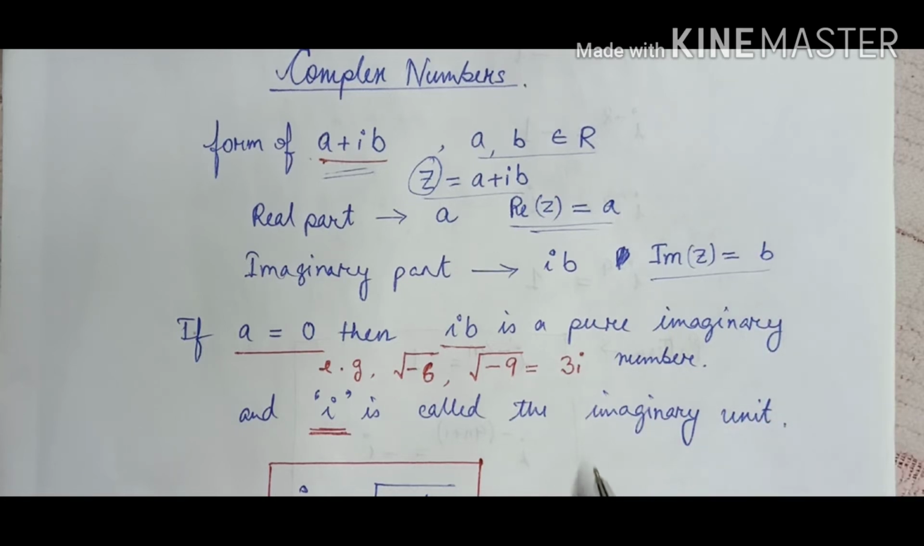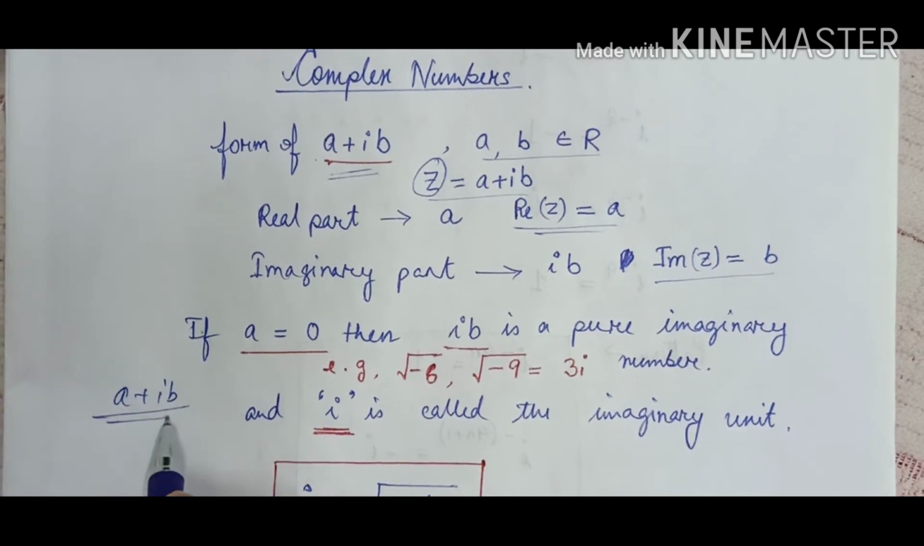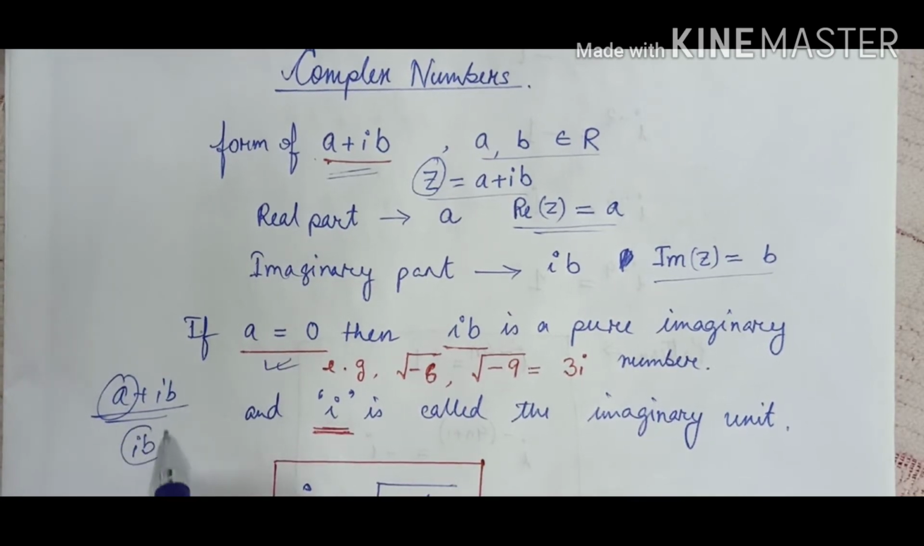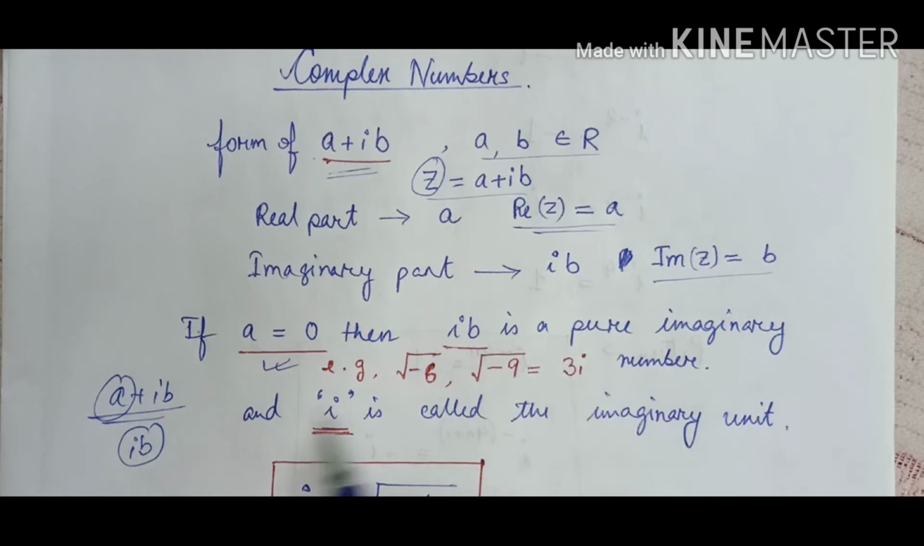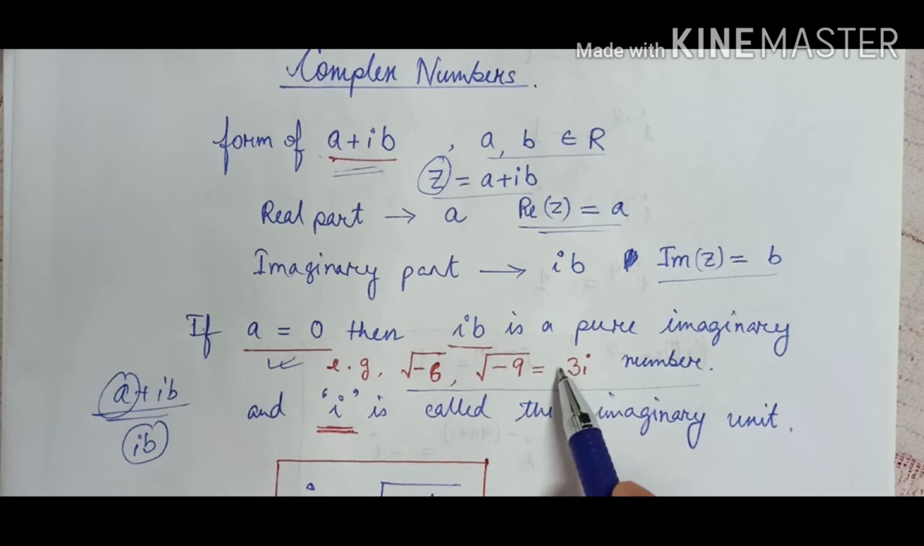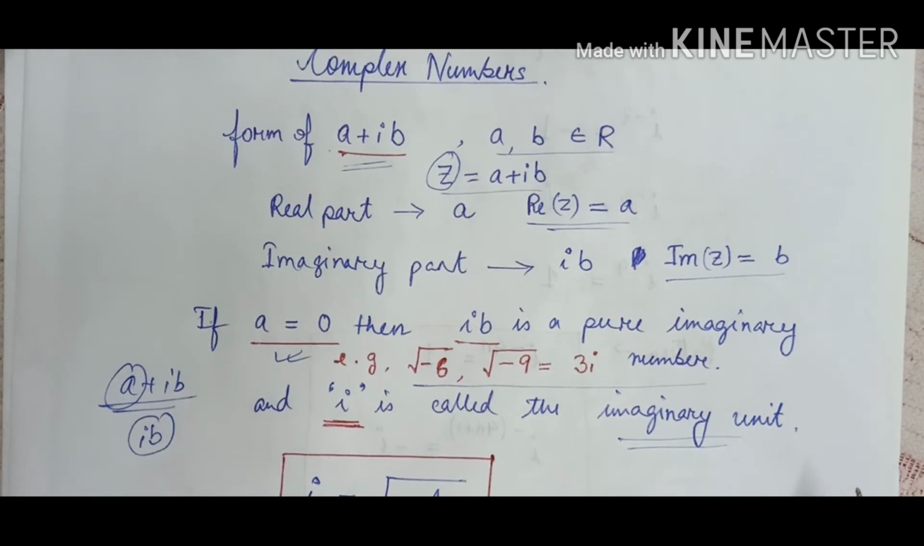Now one thing we have to remember, if in a plus ib this a becomes 0, then what is left is what? ib. Yes, this ib is known as a pure imaginary number. Why pure imaginary number? Because there is no real number associated with it. So some examples are given here. Minus root of minus 6, root of minus 9, this is equal to what? 3i. So whenever there is an i with it, it is a pure imaginary number. And remember, i alone is known as the imaginary unit.